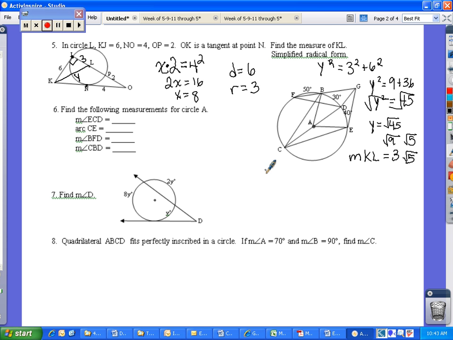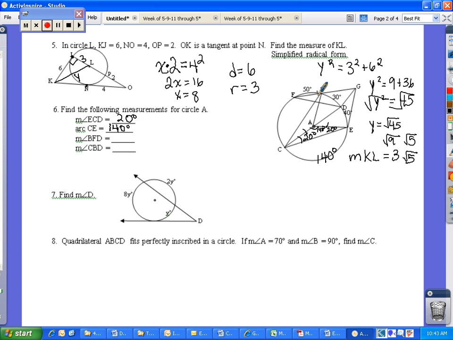Okay, number 6. In this figure, in this circle right here, I know these following measurements. So ECD is an inscribed angle and therefore is half of its arc. So if this arc is 40, I know that this angle is 20. And then arc CE is going to be equal to this central angle. Well, this is an isosceles triangle again, so this is 20, and what's left over is 140. So if that central angle is 140, I know that the arc is also 140.